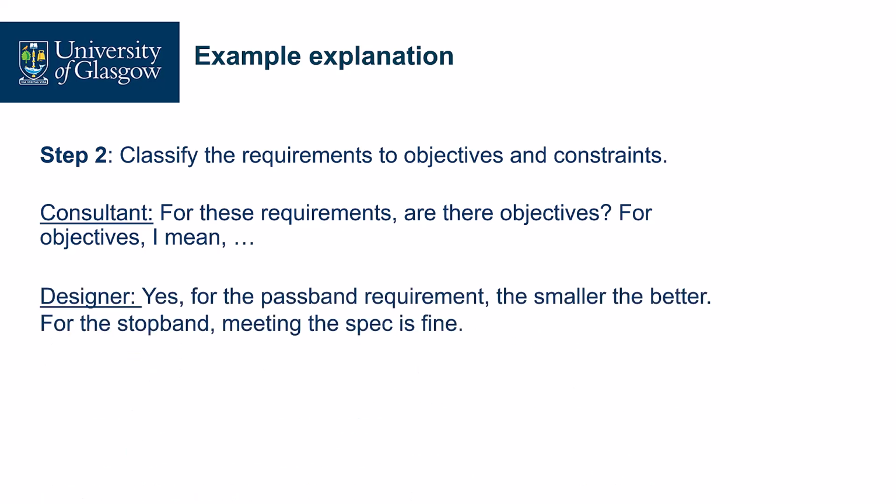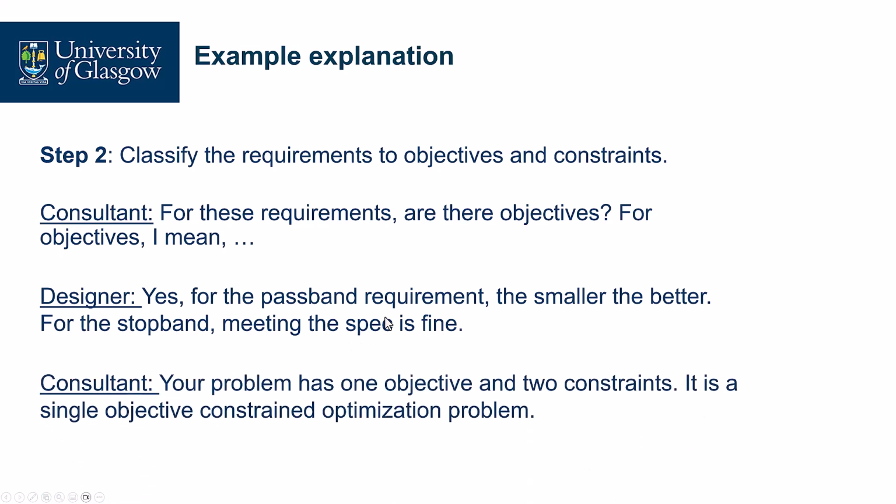He said, okay, for the passband requirement, the smaller the better. For the stopband, meeting the spec is fine. So this means the passband requirement can be set as an objective. For the stopband, we can just set it as a constraint, right? So you can tell him, okay, your problem has one objective and two constraints, or it's a single objective constrained optimization problem. Okay, then step 2 is finished.